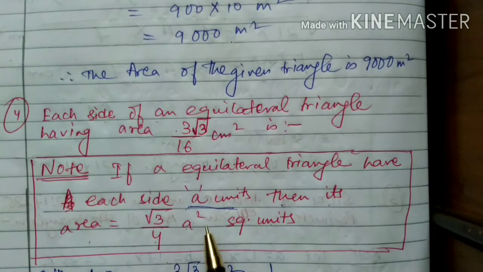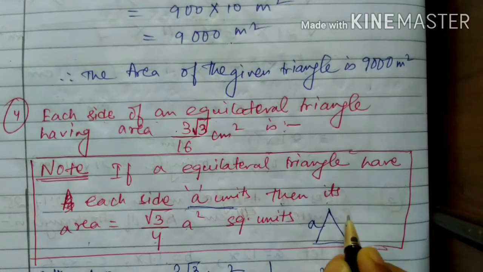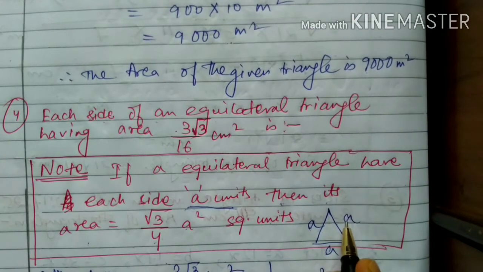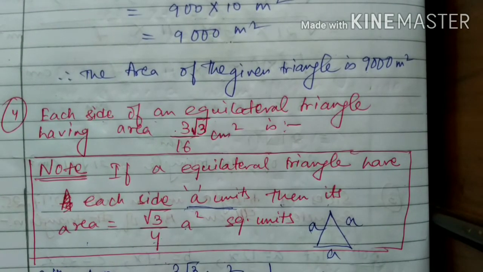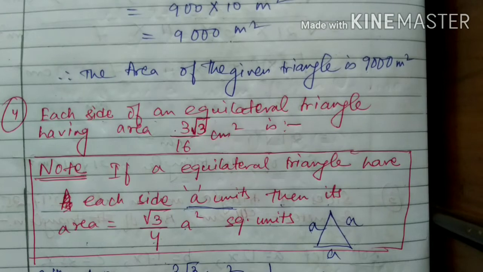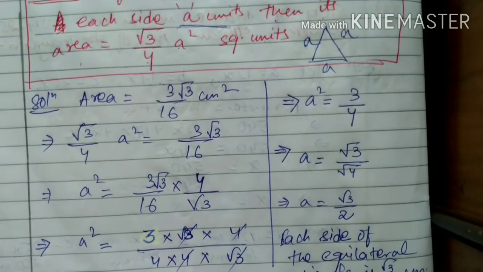Always remember, if there is an equilateral triangle, all three sides are A. Then what should be its area? Its area is root 3 by 4 A square. We have solved it in our NCERT exercise question 1 when we were doing the chapter Heron's formula. Now how to do this question? Let's see. The answer should go like this.